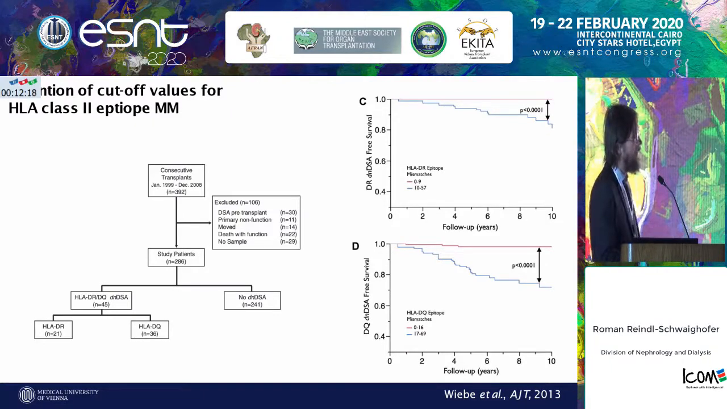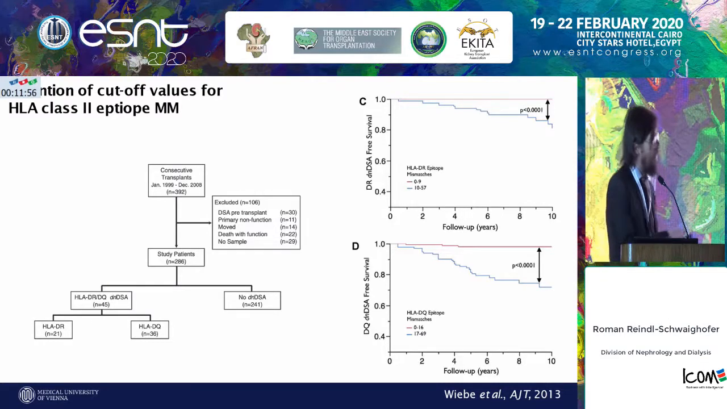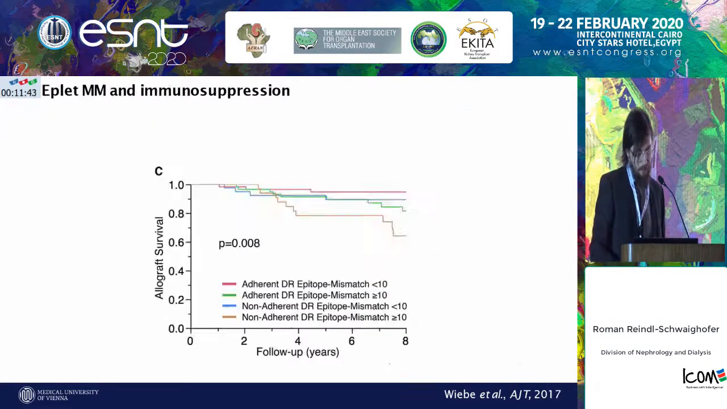Again, back to Peter Nickerson and Chris Wiebe, who made a retrospective analysis of their cohort of 286 patients, and they specifically looked at HLA class 2 mismatch. They could identify a number of mismatched epitopes for the DR locus at 0.0 that virtually carried no risk, or up to 16 on the DQ level, where the risk was virtually 0 to develop donor-specific antibodies. But if you had more mismatched epitopes with your donor, the risk to develop an antibody significantly increased over time.